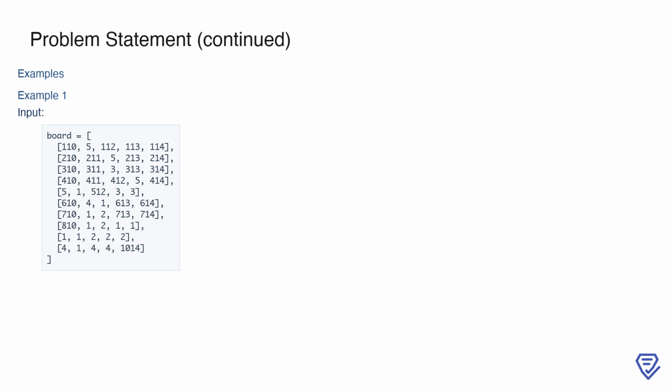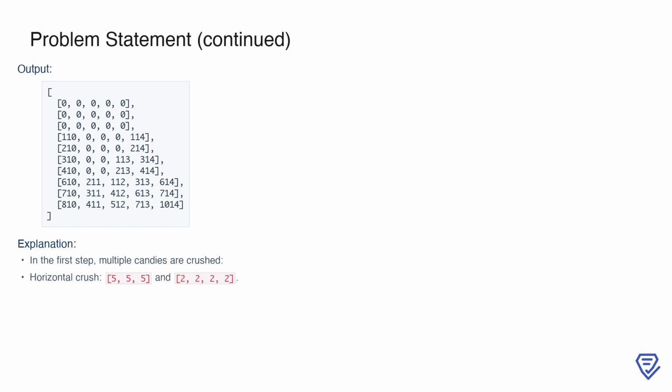Remember, our job is to repeatedly identify and crush candies that form groups of 3 or more, and then allow the remaining candies to drop into place until the board stabilizes. This board layout will help us visualize how the process unfolds. After performing the Candy Crush operations, the output board looks like this. Notice that several rows have become entirely empty, as the candies in those rows were crushed.